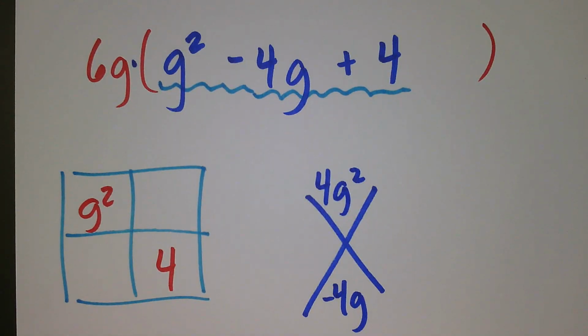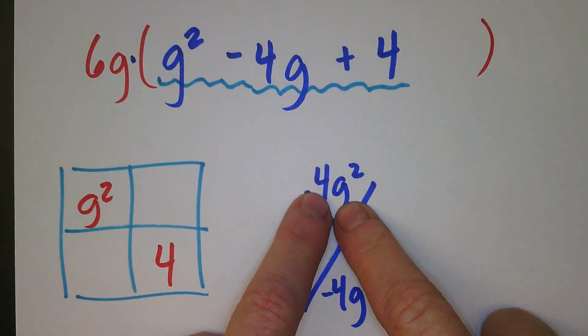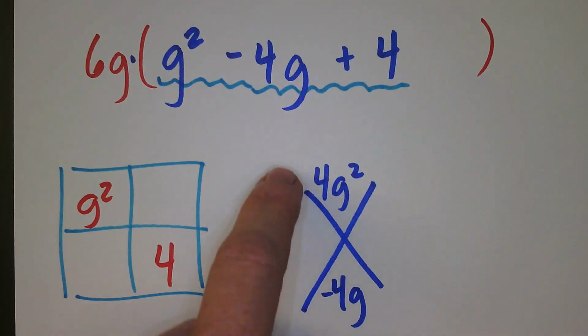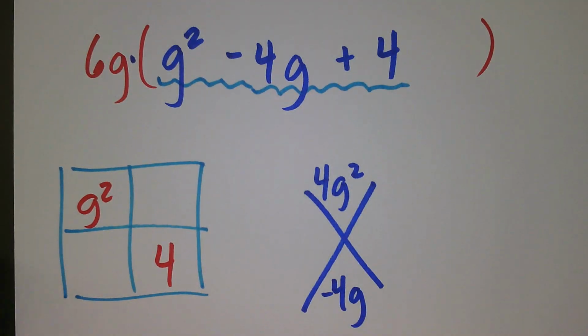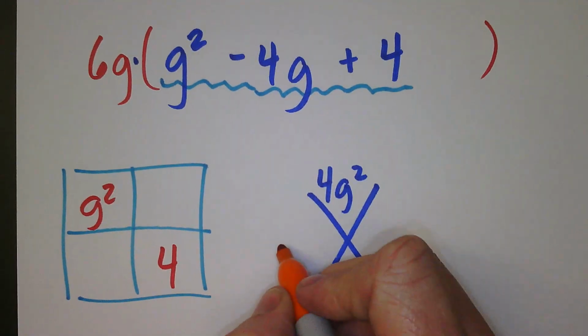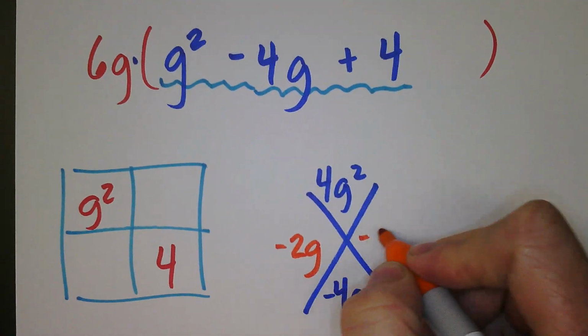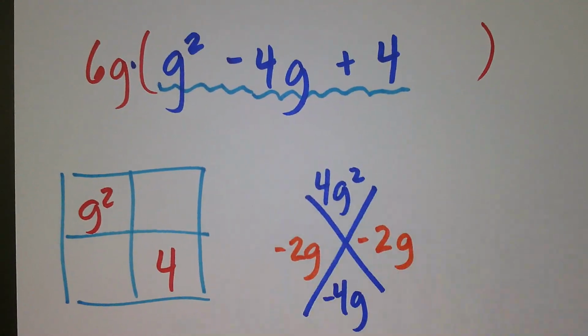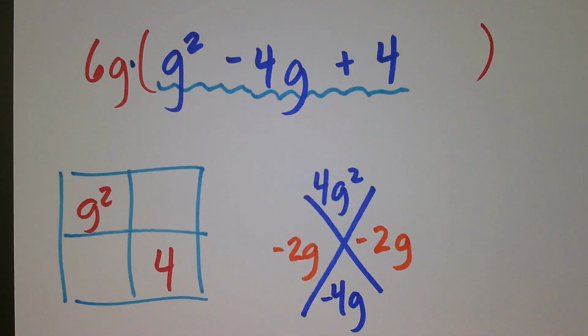So what I'm looking for now is the numbers that will multiply together to get 4G squared and add to get negative 4G. Because they're multiplying to a positive and adding to a negative, I know they both need to be negative. And let's see here, the numbers are kind of small, so hopefully it jumps out at you fairly quickly. The only numbers that would work here are a minus 2G and a minus 2G. Negative 2 times negative 2 is 4. G times G is G squared. When we add those together, we get these.